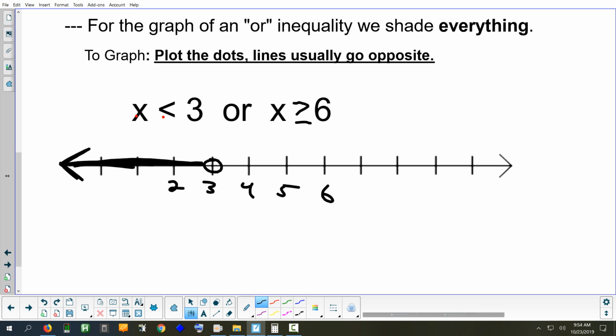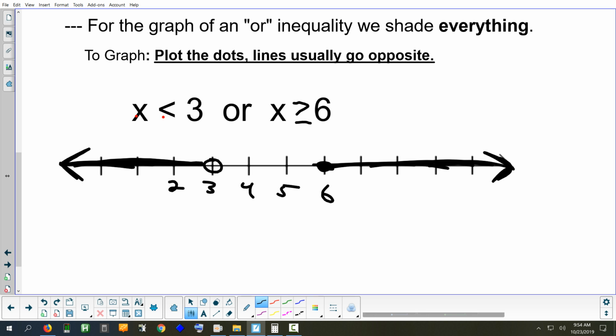How about x is greater than or equal to 6? Stephen, what kind of circle? Closed, and it's going to the right. That's usually what an or looks like. It doesn't always have to look that way, but it usually points in opposite directions.